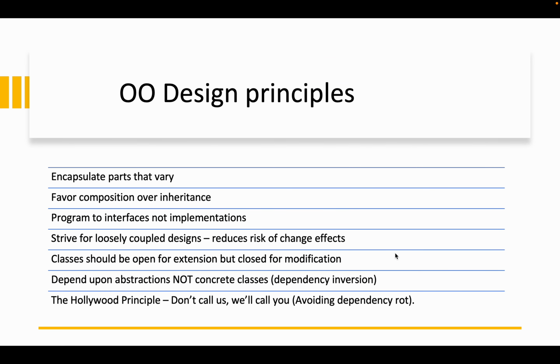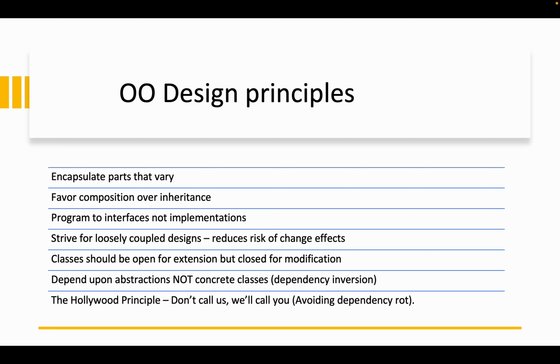inversion. So we have a couple of design principles that we are going to look at. The first one being encapsulate the parts that vary. The second being favoring composition over inheritance. Then program to an interface, not implementations. Strive for loosely coupled design. Classes should be open for extension but closed for modification. Depend upon abstractions, not concrete classes. Then lastly, the Hollywood principle. Don't call us, we will call you, to avoid dependency rot.